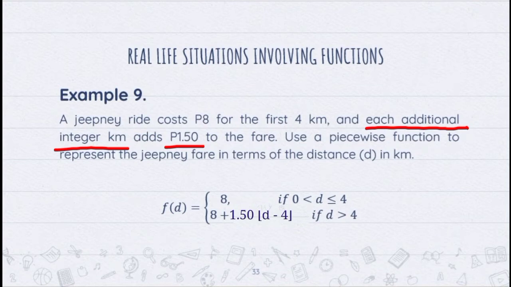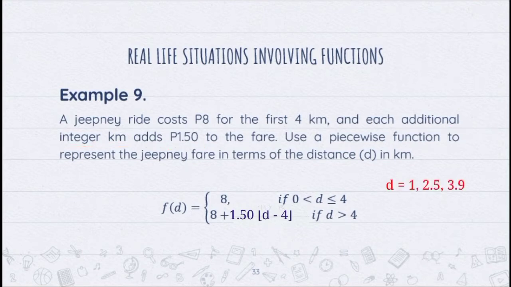We use the floor function here because remember, a floor function makes you think of the nearest integer down. So for example, if we exceed 0.5 kilometer, the floor function of 0.5 is still 0. Meaning, we won't be charged 1.50 because the problem states every additional kilometer. For example, if our destination is 1, or 2.5, or 3.9 kilometers away from home, then we will pay exactly 8 pesos. However, if our destination is 7.8 kilometers away, we will be using the second function.